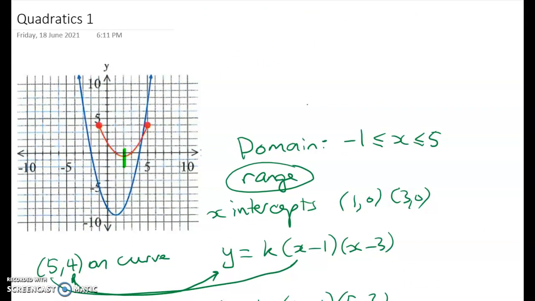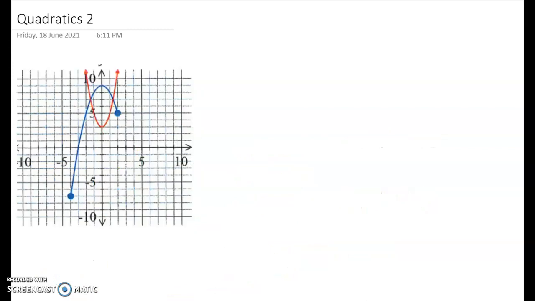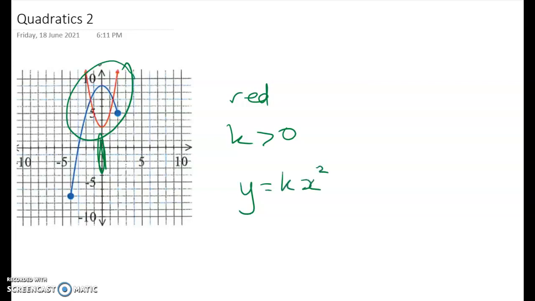Okay, 2 to go. Let's start by looking at the red one. I'm doing that one first because it's up the right way. So what do we know? Well, we know that we're going to get a k that is greater than 0 for the red graph. We can also see that this is really nice because it's symmetric about the x-axis. So that means that my equation is pretty simple. It's going to be y is equal to kx squared, and it's shifted up 3 units. So it's going to be kx squared plus 3, right? So here's my vertex. It's at 3.